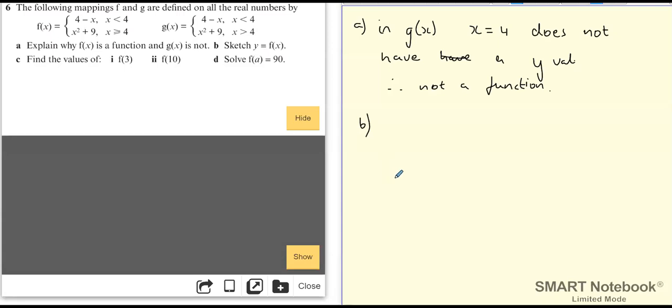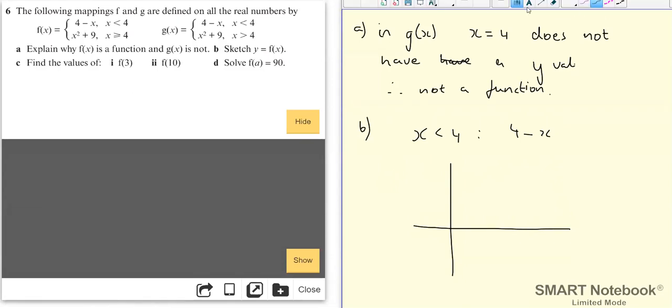It's saying sketch f of x. Now, we've got some conditions there. It's saying when x is less than 4, the graph is 4 minus x. So that's a straight line that has a y-intercept of 4 and a gradient of -1. So it's going to look something like this.